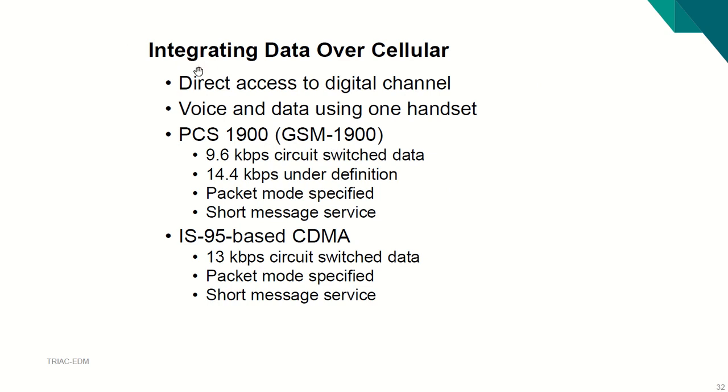Then integrating data over cellular: direct access to a digital channel, and voice and data using one handset. So for example, GSM PCS 9.6 kbps, 14.4 kbps, packet mode specified, short message service. IS-95 based CDMA 13 kbps, circuit switching, and packet mode specified, short message service.